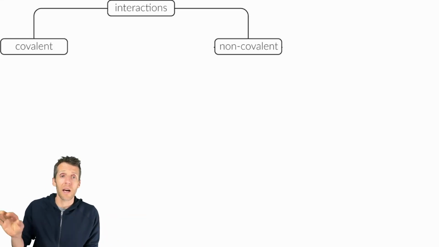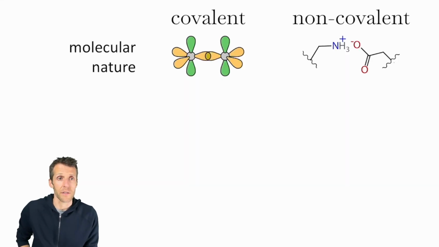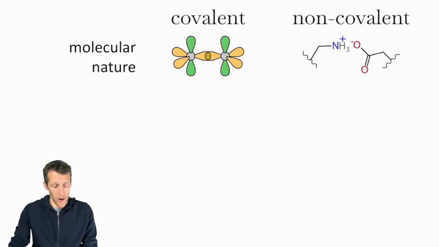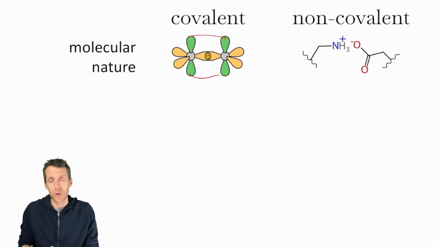So at the broadest level, we can see a differentiation between covalent and non-covalent interactions. Covalent bonds are ones where electrons are shared between atoms. So we've got here a double bond, with electrons being shared across these orbitals, whereas non-covalent interactions do not involve electrons being shared. In this case, we have a positively charged amine that's electrostatically, or coulombically, interacting with the negatively charged carboxylate.